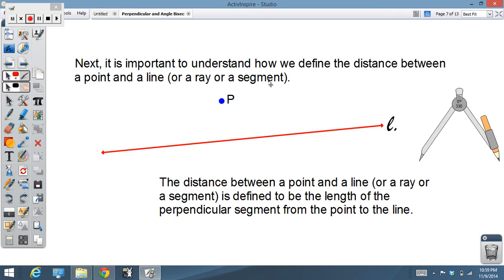important to understand that we need to define the distance between a point and a line. Because here's the thing. When I talk about the distance from a point to a line, am I talking about that distance right there, or that one, or that one, or that one? We have too many different choices to make as far as how we tell how far a point is from a line. So we make a definition. Officially, the distance between a point and a line must be the distance of the perpendicular segment between that point and a line. So the distance between a point and a line, or a ray, or a segment, or whatever, is defined to be the length of the perpendicular segment from the point to the line.